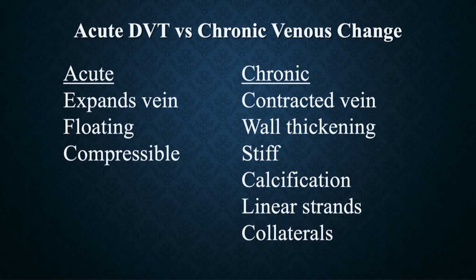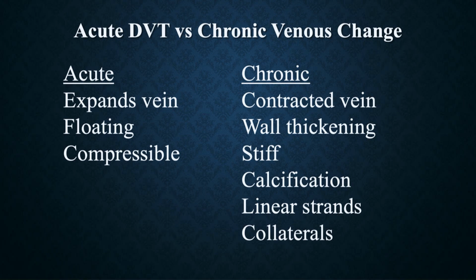When patients have acute DVT, the veins are typically distended. The veins expand with acute DVT. Sometimes we see free-floating clot, as I showed you earlier, and that is certainly a sign of something that's new. And it's spongy. They're somewhat compressible. Obviously, the vein lumen won't completely compress, but you have a spongy feel to it. You can compress it slightly. That's what you would expect with acute DVT.